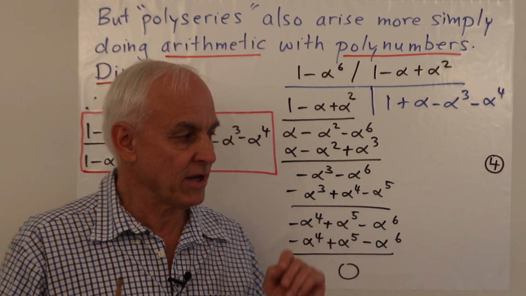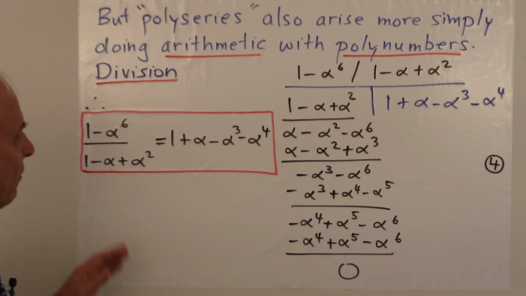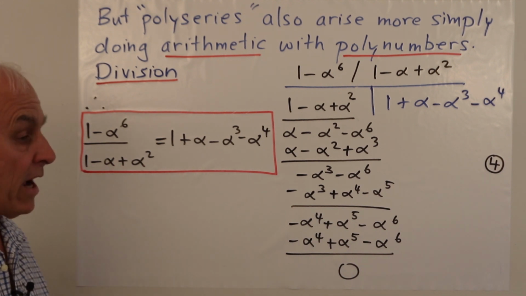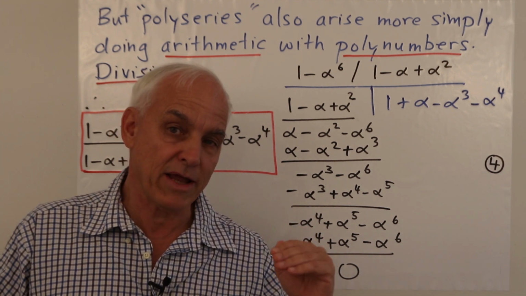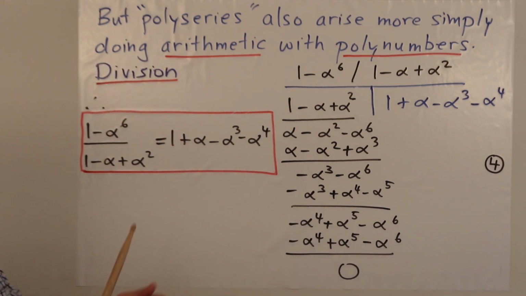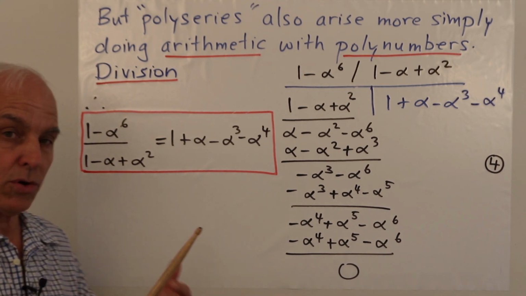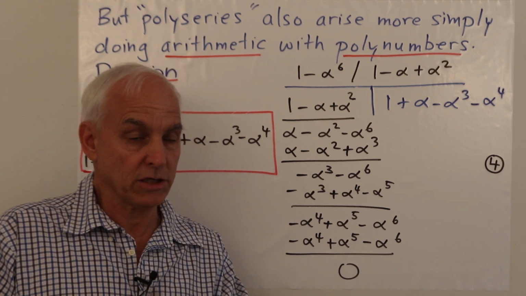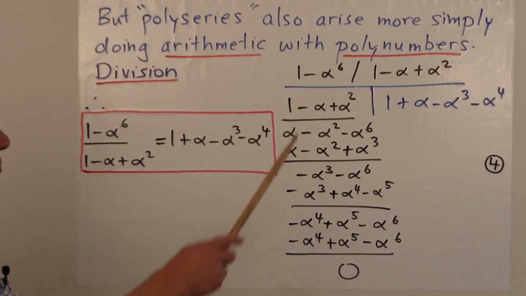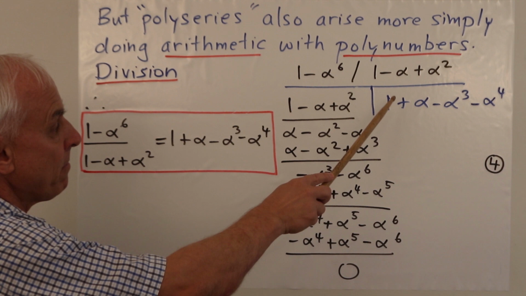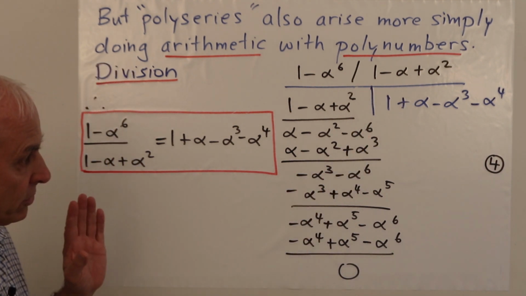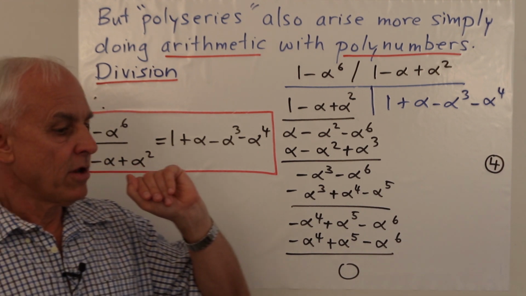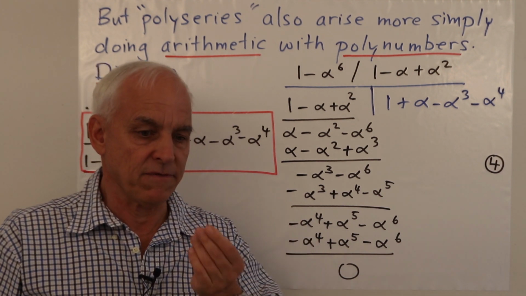And a similar kind of thing is happening here. Let me remind you of a computation that we did in one of the end videos of the Algebraic Calculus 1 course. We were talking about divisibility of polynumbers, how to divide one polynumber by another. I was showing you how I prefer you to do long division. And here was an example. We were dividing 1 minus alpha to the 6th by 1 minus alpha plus alpha squared. I want to just quickly review that because doing this long division is very important.